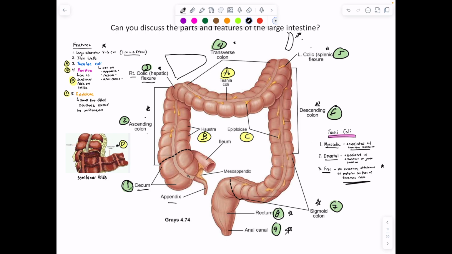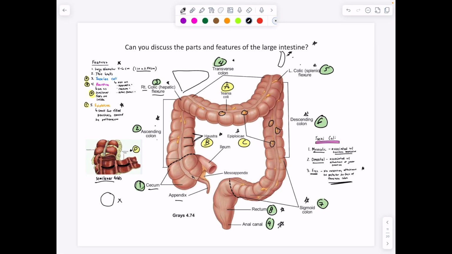Okay, other features of the large intestine, we have these haustra. And you can see that here they're defined by the semilunar folds on the inside, and you can see that these semilunar folds are not a complete circle, but they look like maybe half moons, which is why they're semilunar. Okay, then you also have these little guys right here, which are epiploic appendages. I can mispronounce that. They're small fat-filled pouches covered by peritoneum. Okay, moving on.